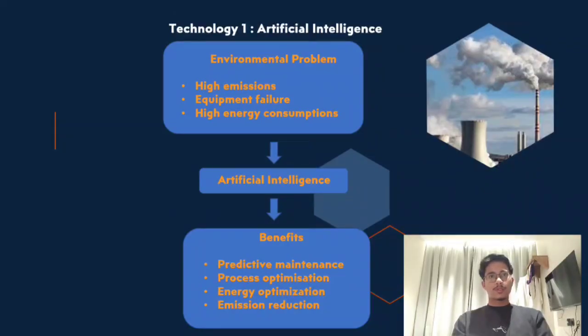AI is also used for process optimization. It can automatically optimize operating conditions such as temperature, pressure, and chemical dosage to maximize production efficiency while reducing energy consumption and unnecessary emissions. As a result, AI helps reduce air pollution, minimize hazardous waste generation, lower energy usage, and improve the overall sustainability of chemical manufacturing operations.